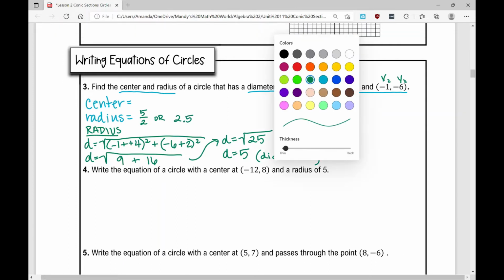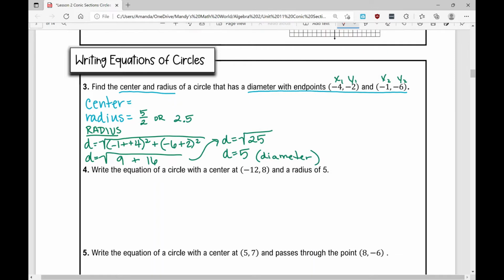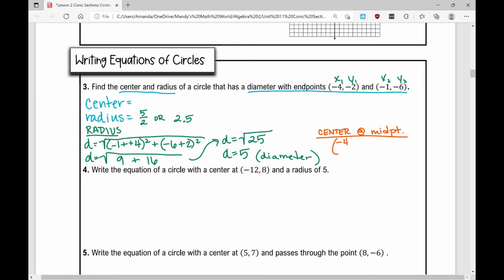2.5. Let's move on to finding the center. The center is going to be at the midpoint. So we're going to use that midpoint formula that we did in the previous lesson as well, where I add my 2 x values and divide by 2. I add my 2 y values and then I divide that by 2. So let's do that. I'm going to add my 2 x values, -4 plus -1, and divide by 2. I'm going to add my 2 y values, -2 plus -6, and then divide by 2.